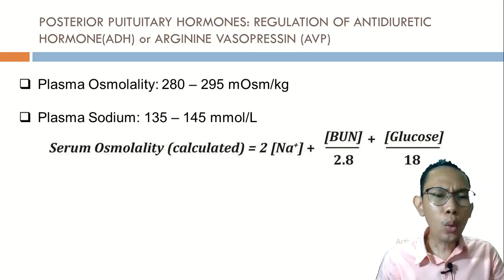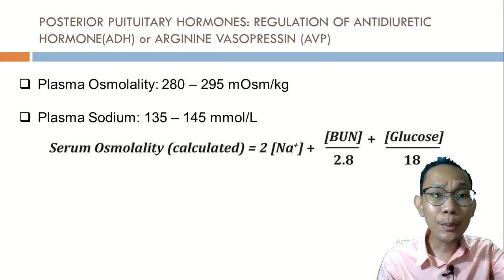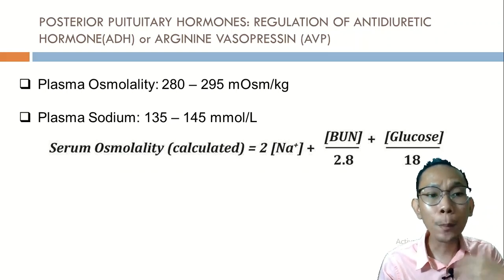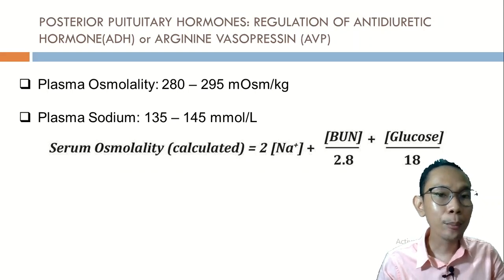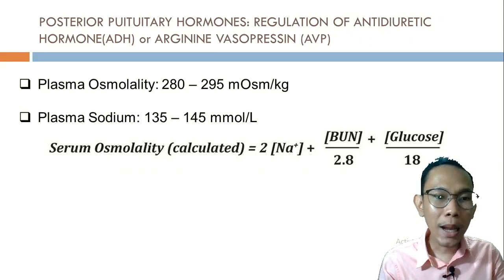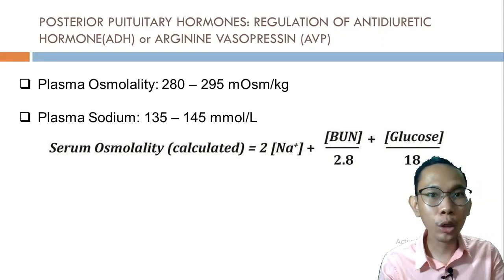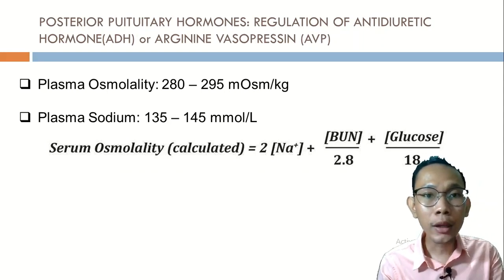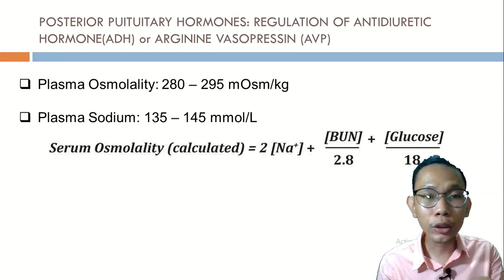So, Doc, what is plasma osmolality? How do we differentiate plasma osmolarity from plasma osmolality? There's a difference between them: the R and the L. When we say plasma osmolarity, it is equal to the number of solute particles per liter of solution. So the unit is per liter, number of solute per liter of solution.